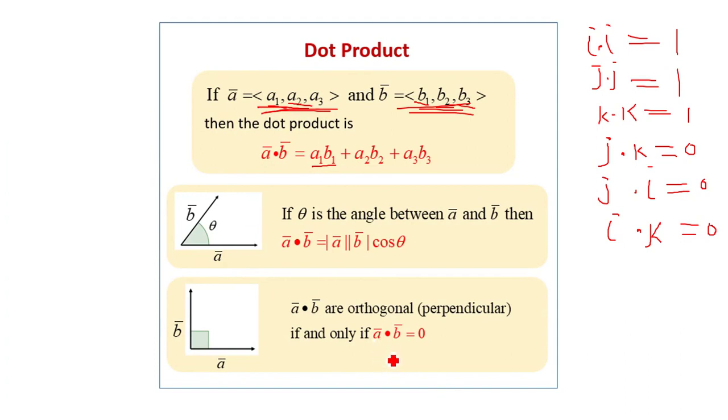So when the dot product of two vectors is equal to 0, it simply means that the angle between them is 90 degrees. Why do we say so? Because we know that cos 90 is simply 0.